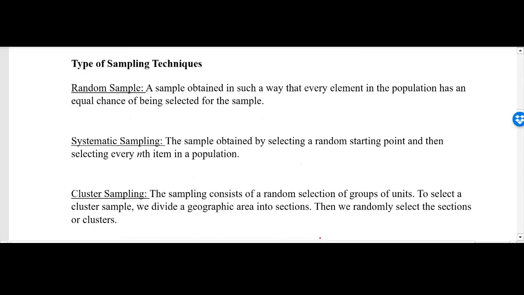There's random sampling. This is basically when you have a sample obtained in such a way that every element has an equal chance of being selected because you're randomly choosing people. You're not being biased towards it. It's very random.